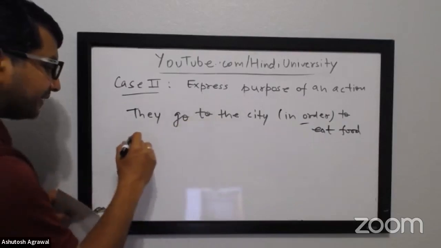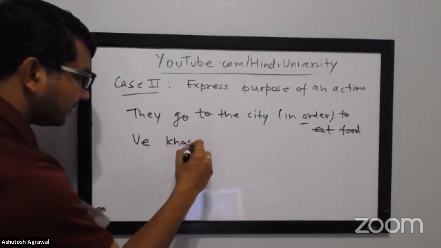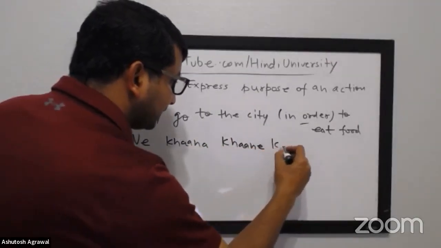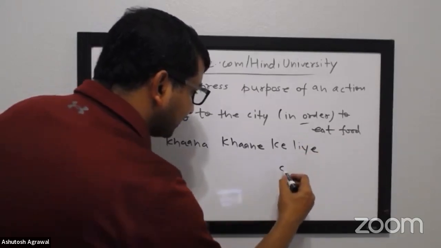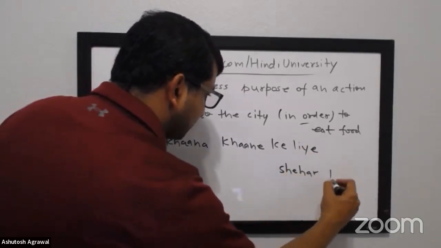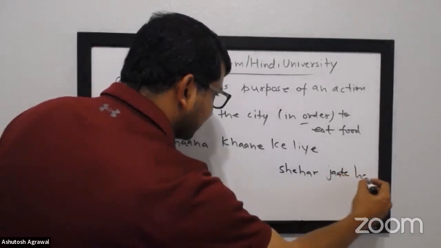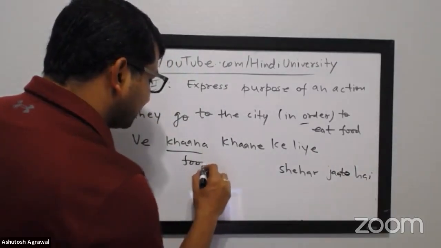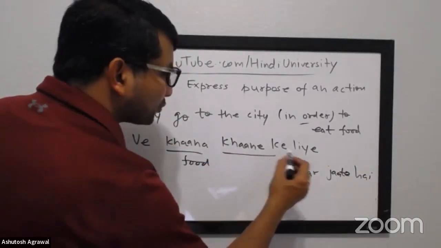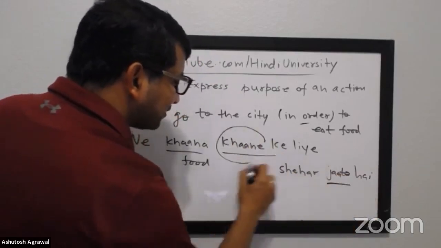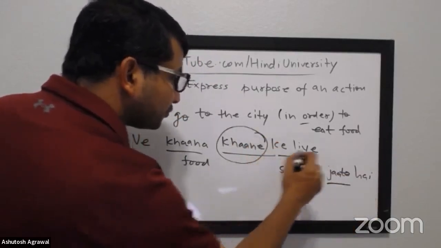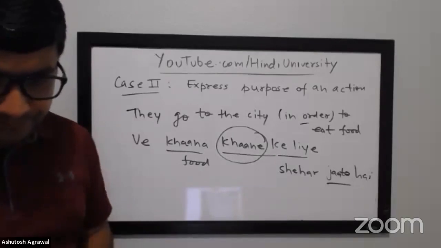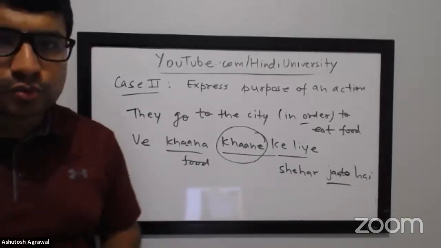So they go to the city. वे खाना खाने के लिए शहर जाते हैं. Okay, so you can see that khana is food here. Khana is supposed to be the verb, but here it is the verbal noun used with the postposition के लिए. Okay, खाना खाने के लिए शहर जाते हैं. Any questions on case number two?